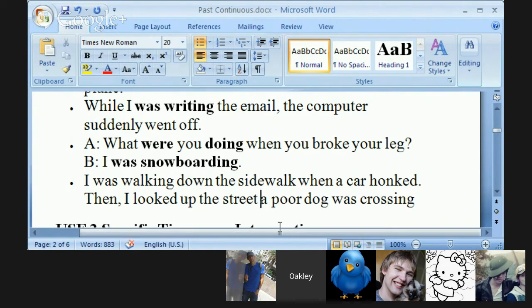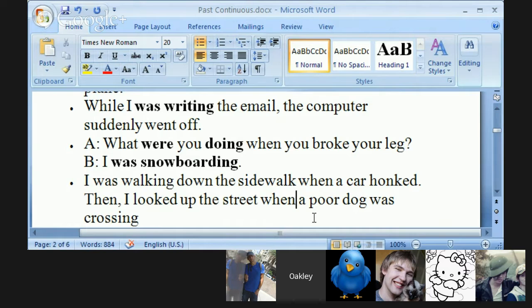Okay, we need some kind of connective here, because here we have the past simple. We need something, a when? Where? When, okay, when a poor dog was crossing. I looked up the street, was crossing. Well, if you noticed earlier in the examples, when introduces the clause with the simple past. So I can't use when. Let's try while. While a poor dog was crossing. Okay. Actually, that makes grammatical sense, although it sounds a little weird. Grammatically, that is correct.